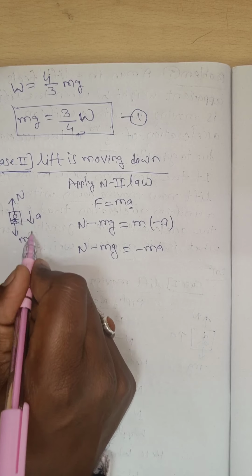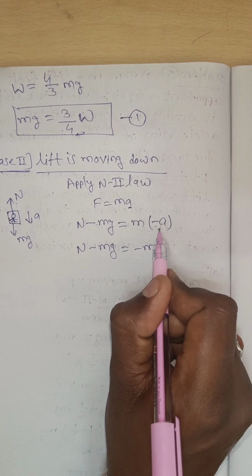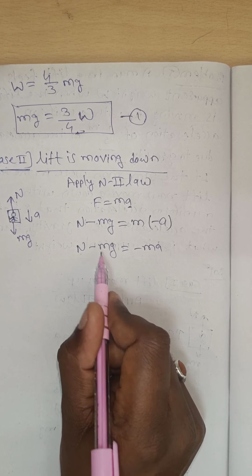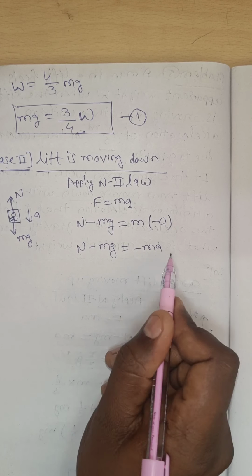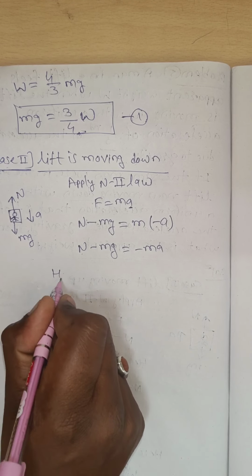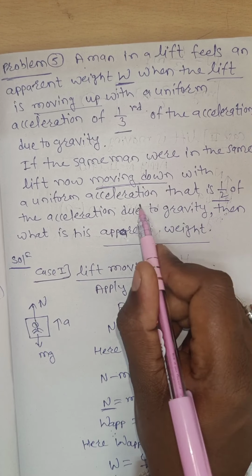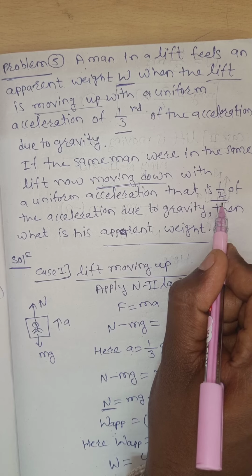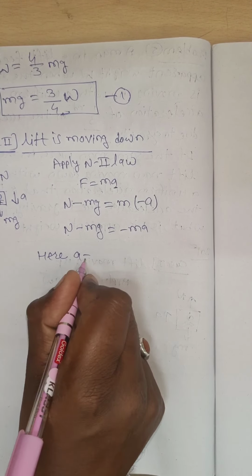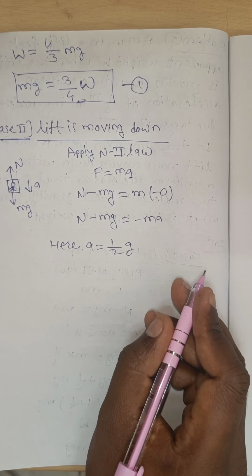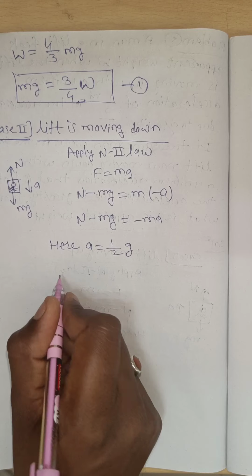Okay, this acceleration is in the downward direction, therefore we have to treat the acceleration as minus a. Therefore, N minus mg is equal to minus m into a. Now here, the problem says that the acceleration is half of the acceleration due to gravity g. Therefore, a is equal to half g.